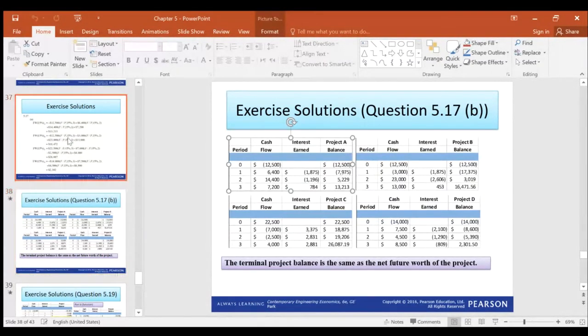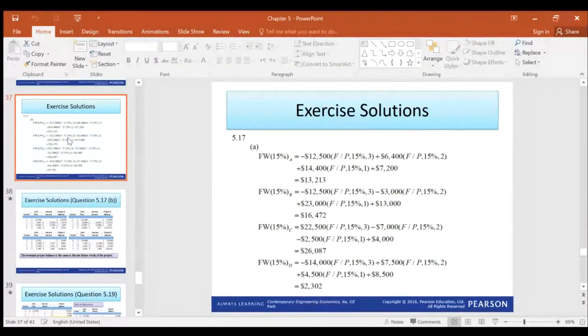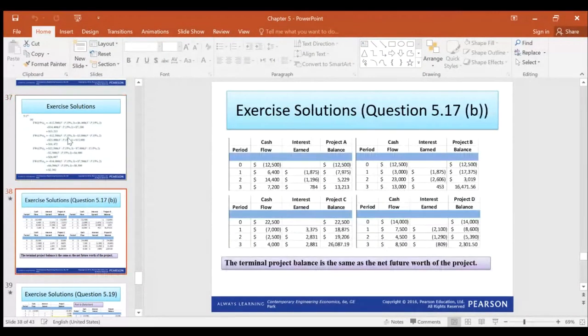So is it clear how to calculate a net future worth and how to calculate a project balance?